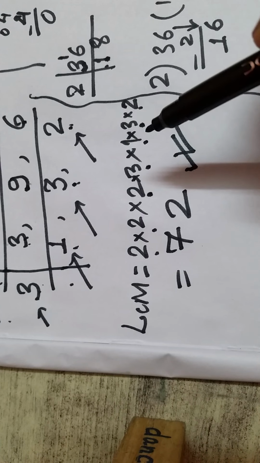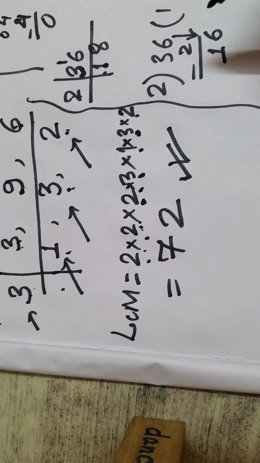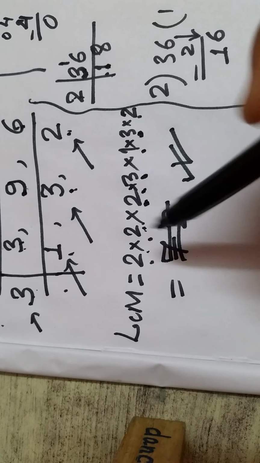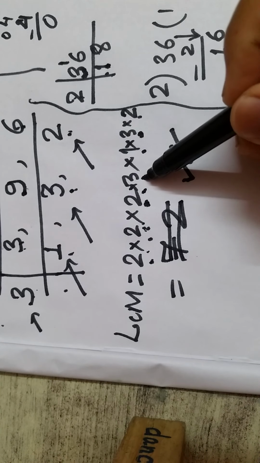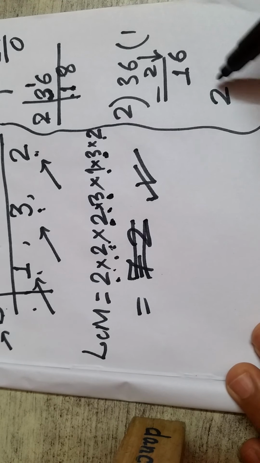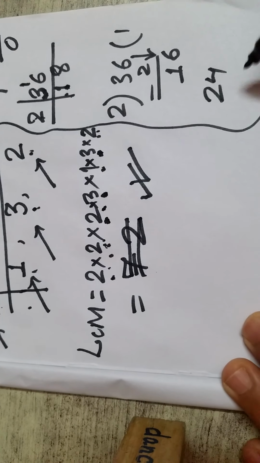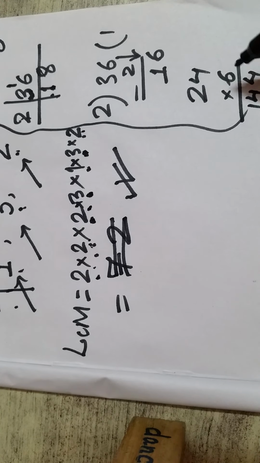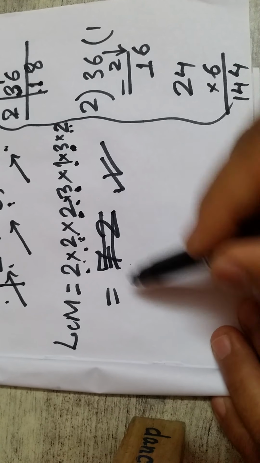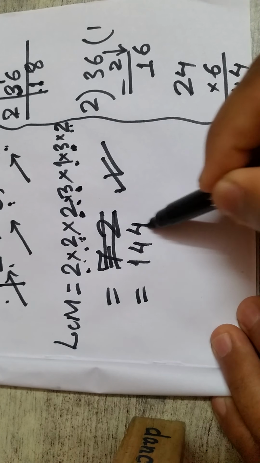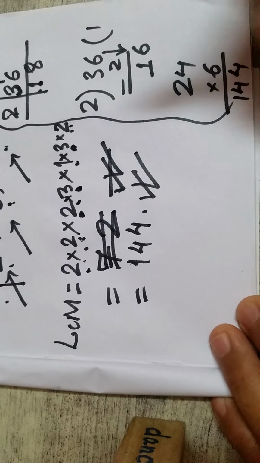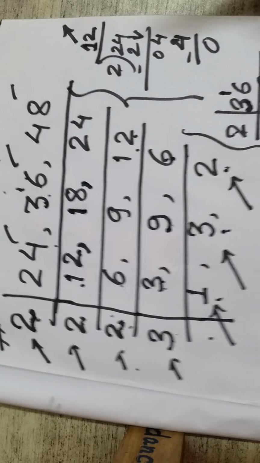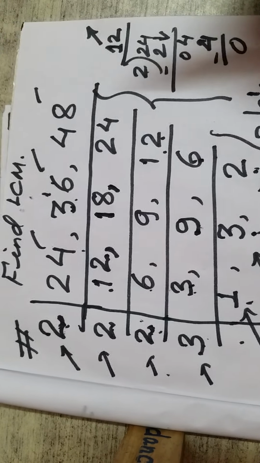Sorry, I think here is some mistake. Okay, I think it is not 72, I'm sorry. 2 2s are 4, 2 4s are 8, 3 8s are 24. We can do it like this also: 24 up to here, 1 3 is 3, 2 3s are 6, and 6 we can multiply. Okay, so we will get 144, so our LCM is 144. Like this we can find out the LCM of bigger numbers also by using the division method.